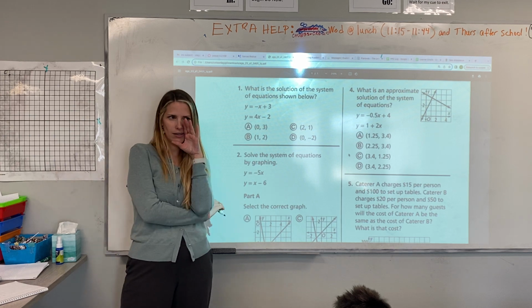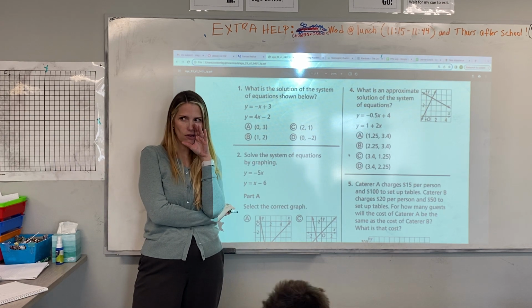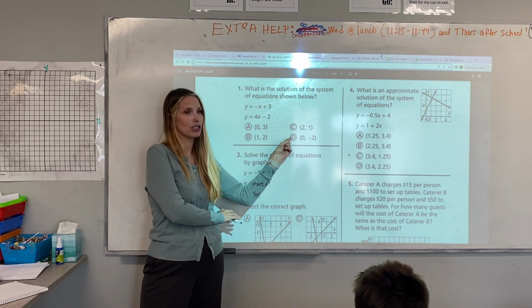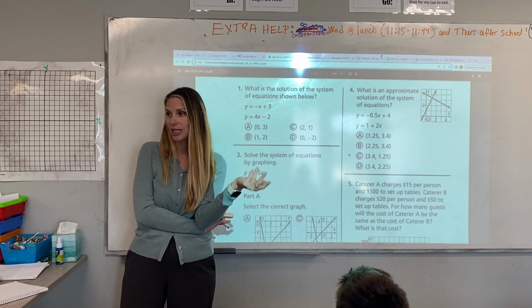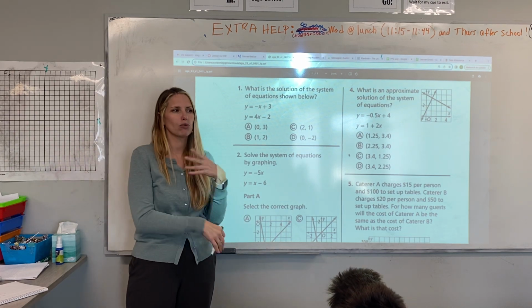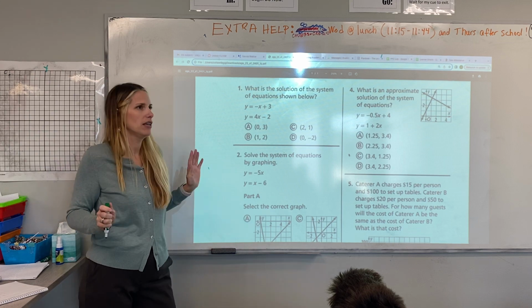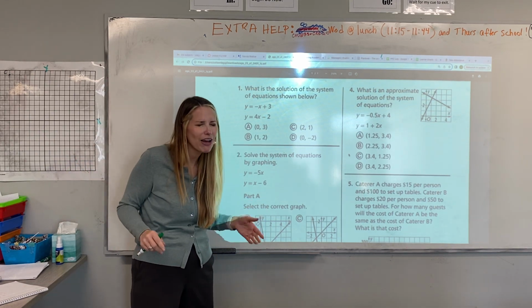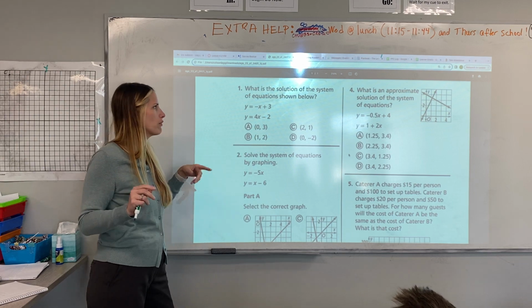I mean, technically, if you want to use a testing strategy and you didn't want to graph them, you could just take time plugging in each solution to both equations and see which one works for both equations, but that's not the real way to solve it. That's just more of a test-taking strategy, which is fine. If worse comes to worse and you're taking your EOC at the end of the year and you forget how to graph, but you want to plug in those answers, go for it.